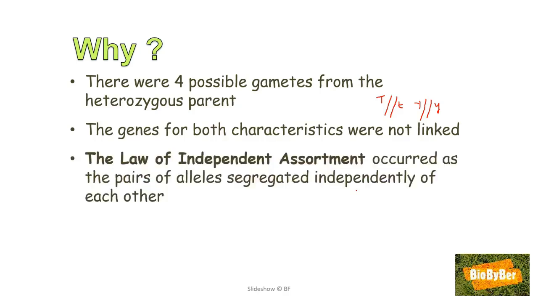The law of independent assortment also took place, meaning that the pair of alleles or genes for height separate from each other during gamete formation independently of the pair of genes or alleles for seed color. The T's separated and sorted themselves out independently of the Y's, which separated and sorted themselves out. So in other words, any one of the genes for height could end up with either of the alleles or the genes for seed color.